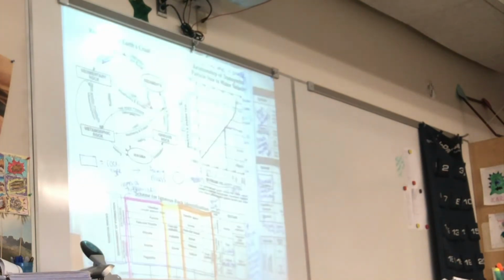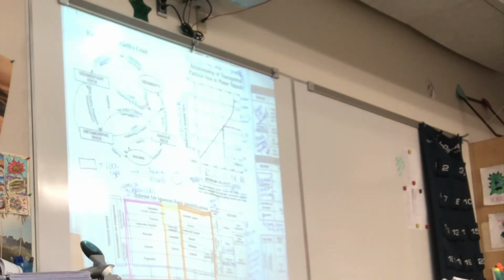Okay. Oh boy. Lots off of these two pages. This is for rocks on pages 6 and 7.